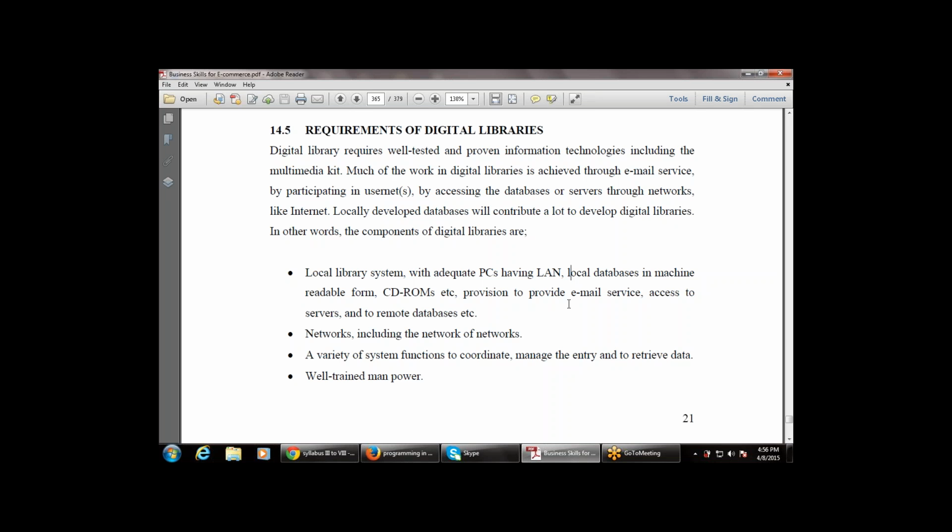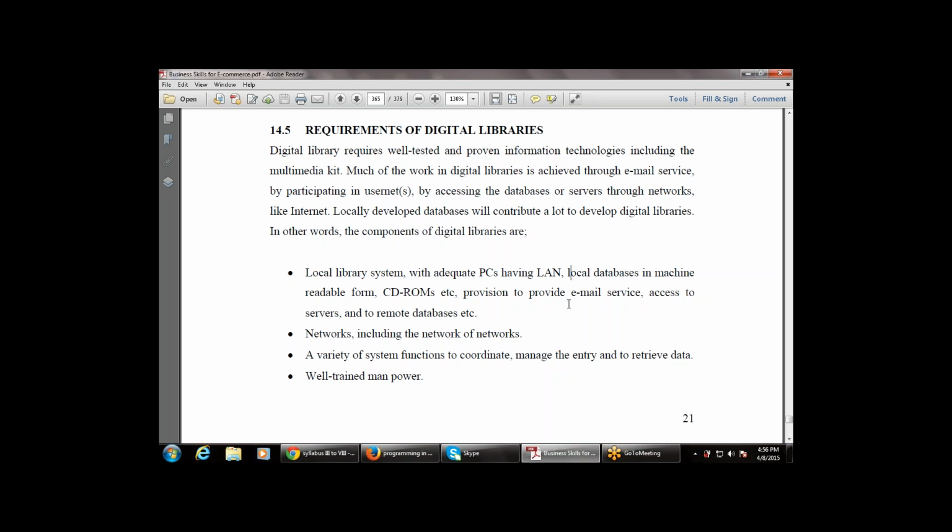So that is the local library system. The next requirement is networks, including the network of networks. Then a variety of system functions to coordinate, manage, and retrieve the data, that is, how to coordinate, how to manage, and how to retrieve the data in the digital libraries.